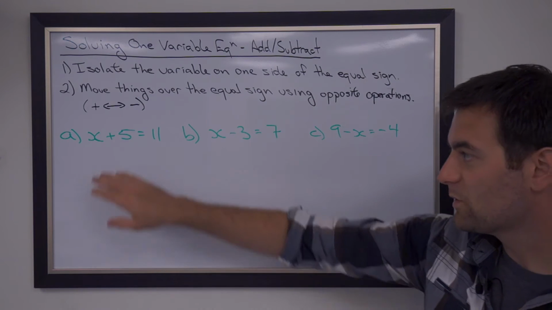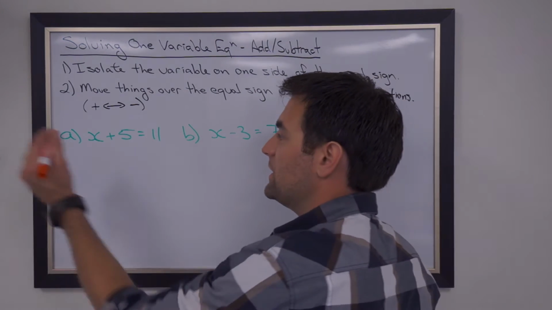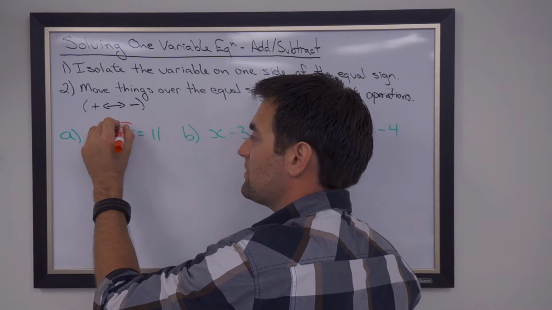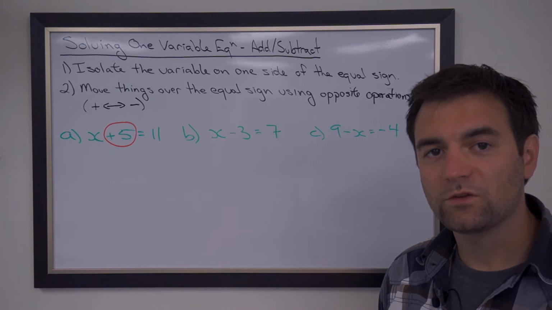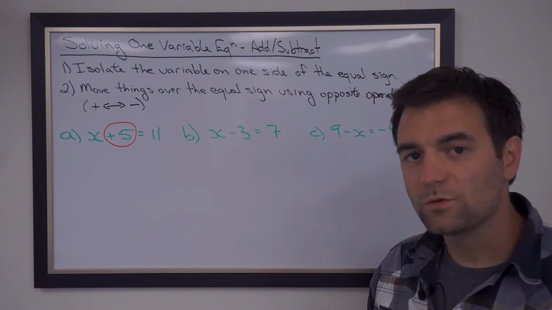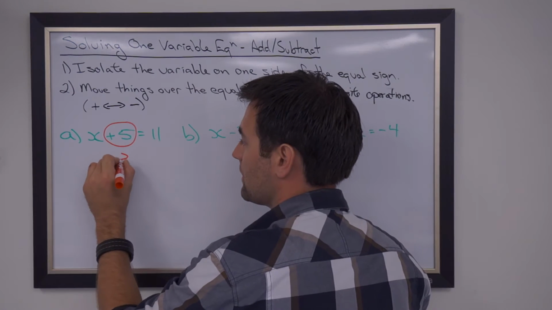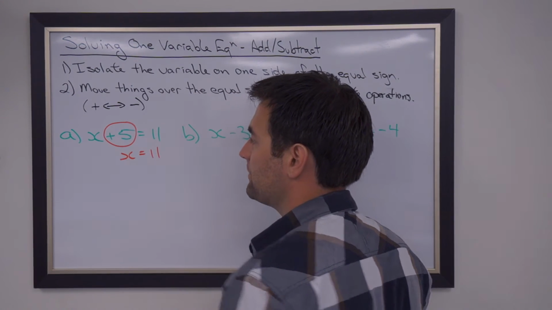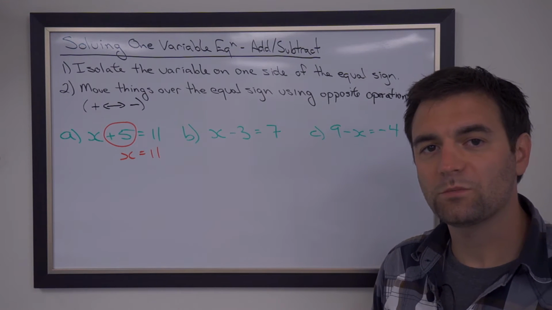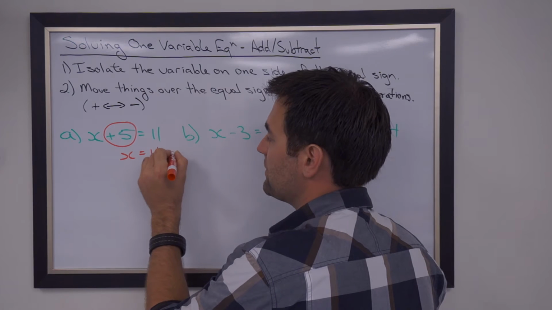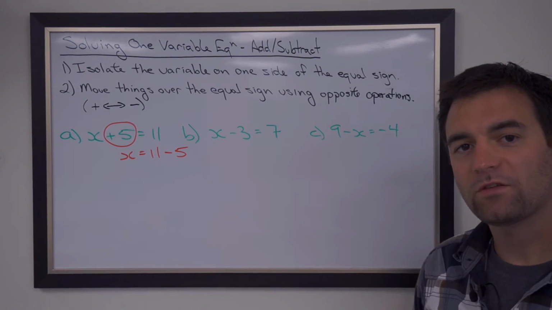We'll take a look at our first one. X plus 5 equals 11. So we need to isolate the x, and that means we have to move this plus 5 to the other side. To move that plus 5 to the other side, what we do is we copy everything down that we're not moving. So the x equals 11, and when we move that plus 5 over, the opposite operation of plus is minus. So it's 11 minus 5. X equals 11 minus 5.